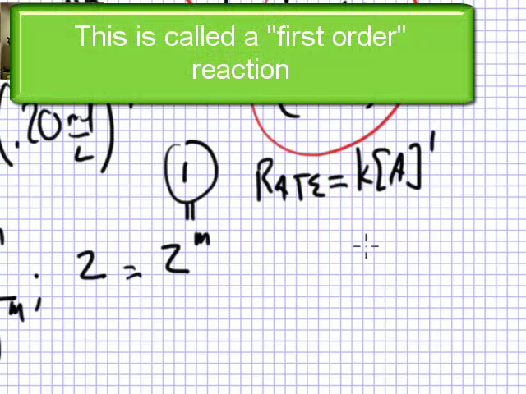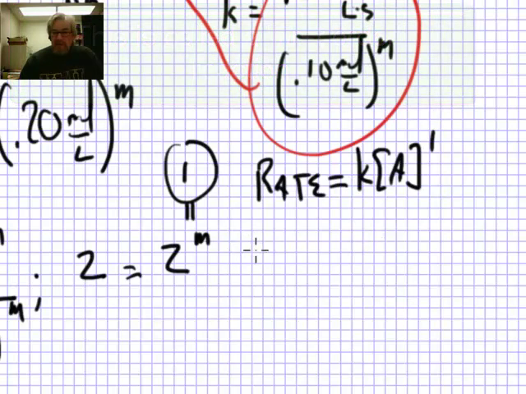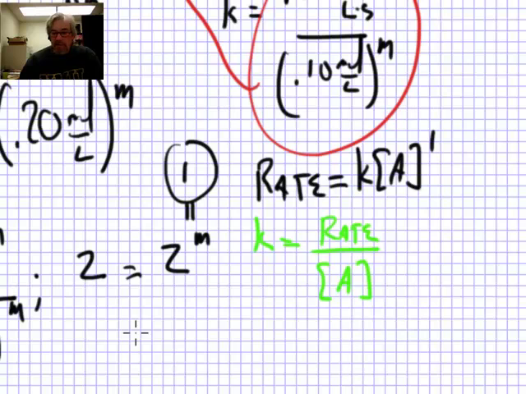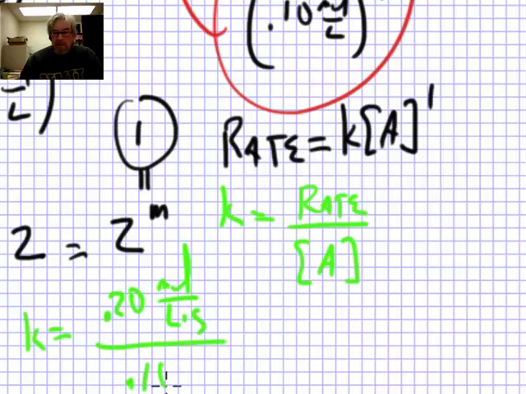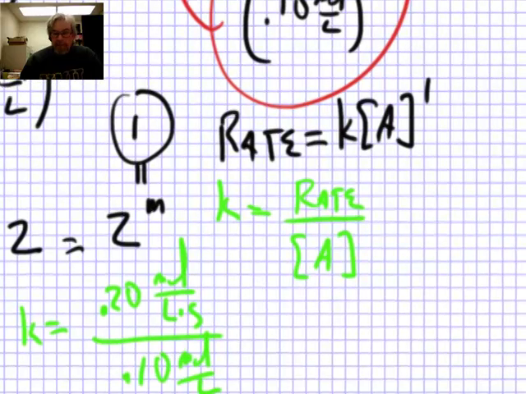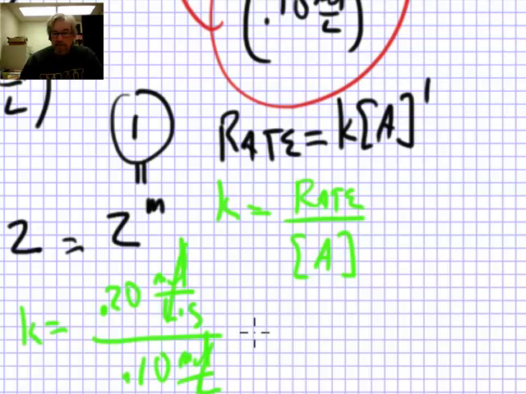Now let's evaluate what k is. Solving this equation for k, we find that k is equal to rate divided by concentration of A to the 1 power. So I'll plug in numbers. I can use either experiment. I'll just use experiment number 1. The rate for experiment number 1 was 0.20 moles per liter per second, and I'm dividing by concentration of A, which was 0.10 moles per liter. Moles per liter cancel out, and that leaves me with a unit of just 1 over seconds. 0.2 divided by 0.1 is 2, and so my answer is 2.0 per seconds.